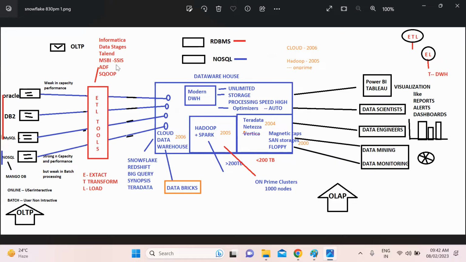Here, MSBI, SSIS, these are the ETL processes: Informatica, DataStage, Talend, MSBI, SSIS, ADF, Sqoop. Okay, these all are Matillion. DBT is not exactly ETL, but it does the ETL operations. These all are the ETL, and these are the SQL relational databases like Oracle database, MySQL, NoSQL, like that.